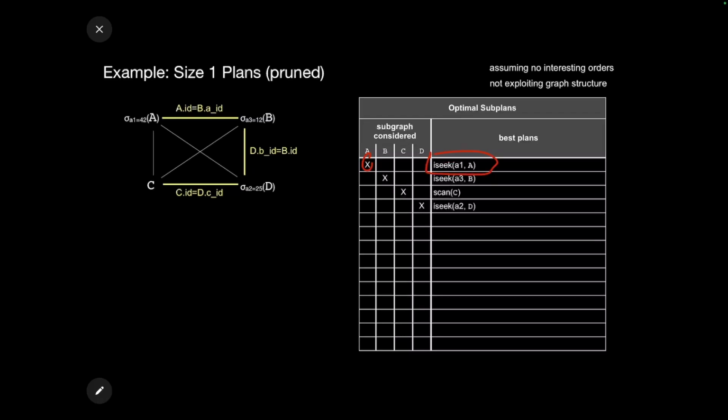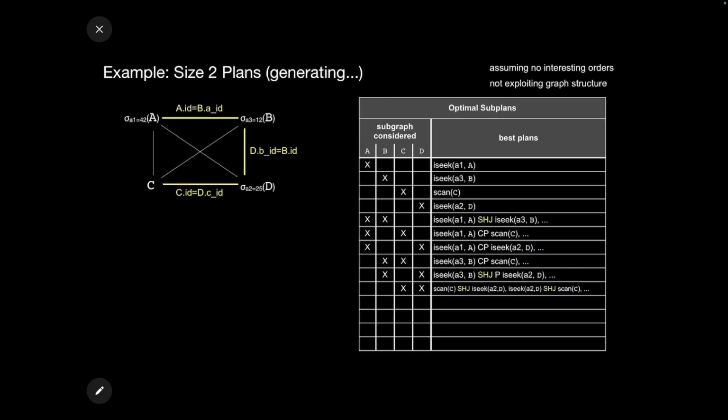Once you're there, you start looking at subgraphs or subproblems of size 2. You get all these combinations. N choose K gives you that number, so 4 choose 2 basically.